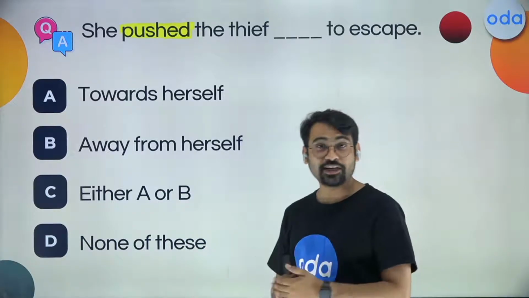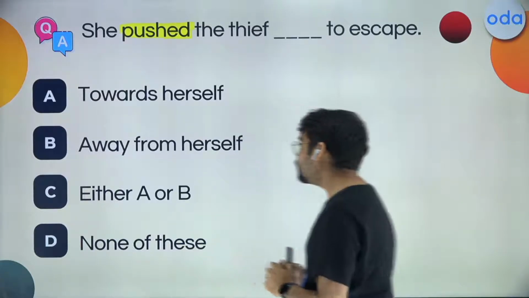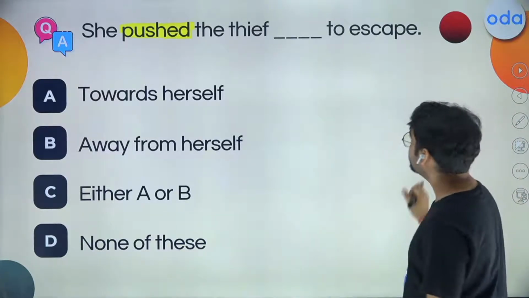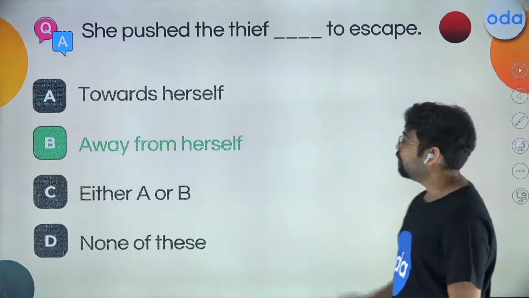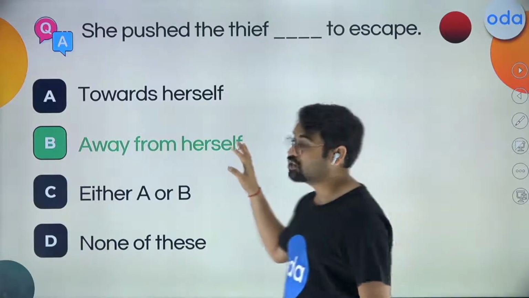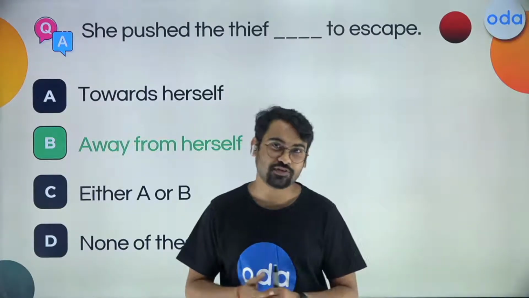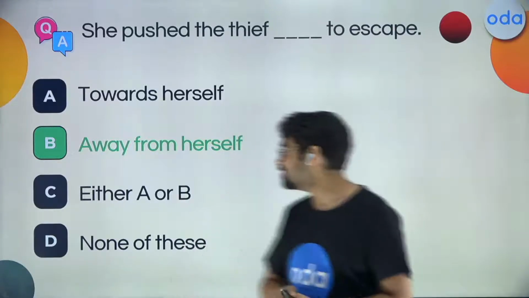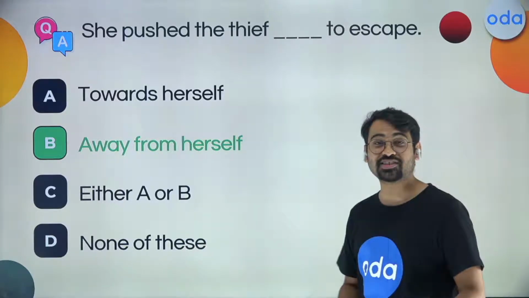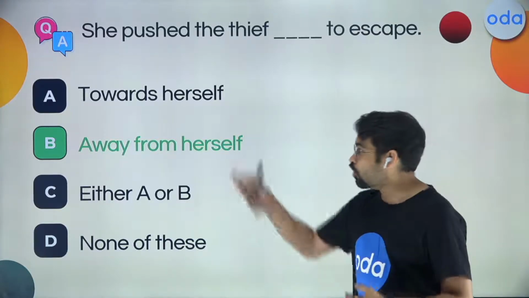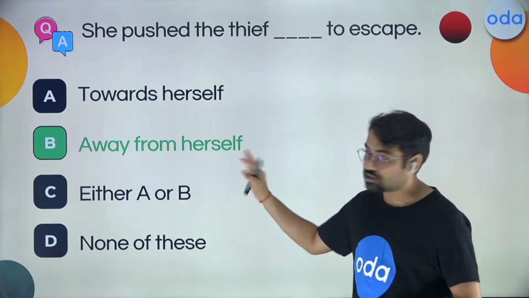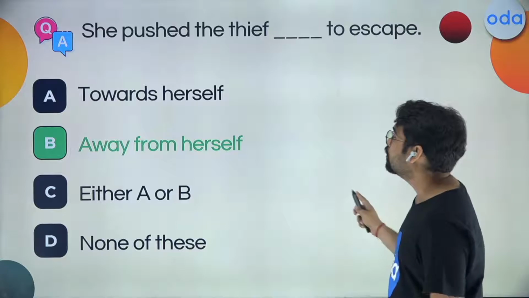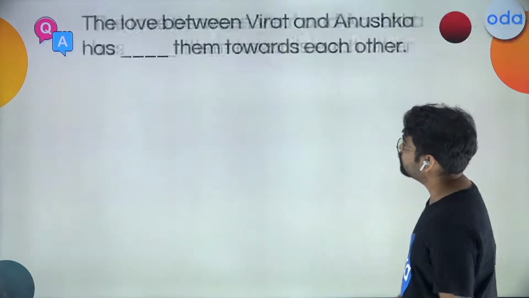So I think that it makes absolute sense to say that the correct answer over here will be that she will push the thief away from herself. Always, right? Always. She's gonna push the thief away from herself, not towards herself, not either one of them, and this is absolutely correct. So let us take you to the next quiz.